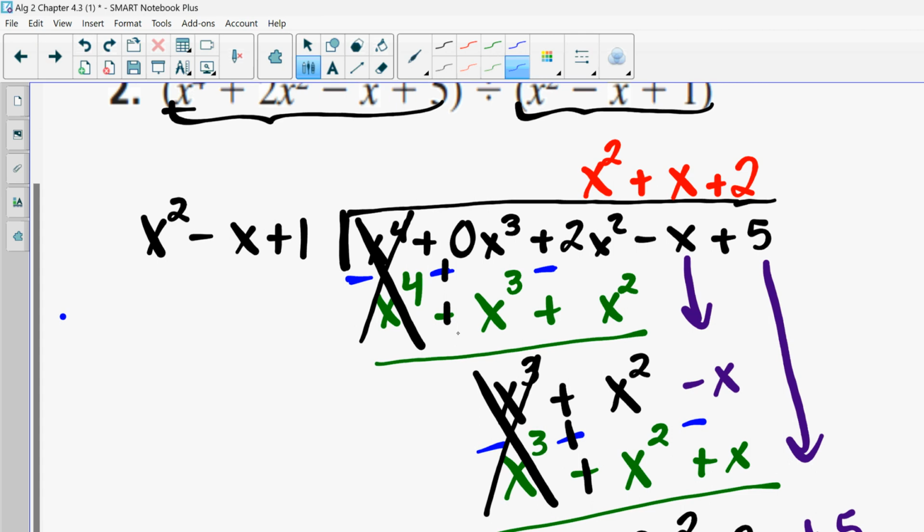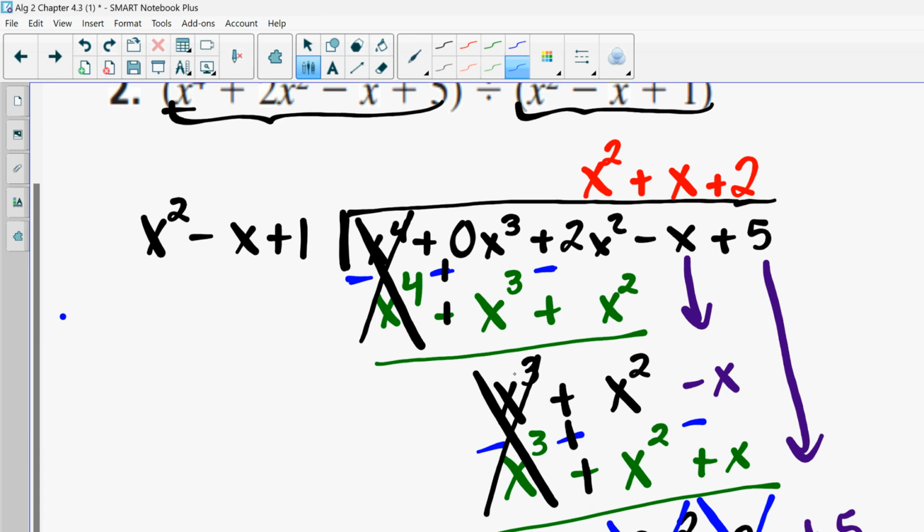And again, we're going to subtract. 2x squared minus 2x squared: 2 minus 2 is 0, they cancel each other out. Negative 2x minus negative 2x: the negative and negative make a plus, so negative 2 plus 2 is 0. And 5 minus 2 is 3. So this time the remainder is just 3.